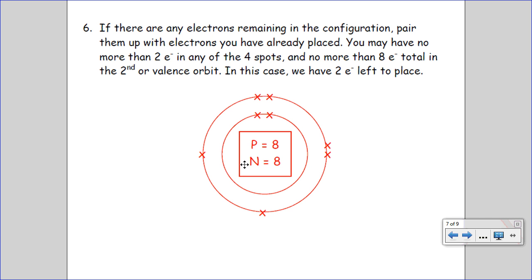So the second principal energy level had a total of 6 electrons in it. And so we filled the 4 in at the 3, 6, 9, 12, and then we started again at the 3, 6, 9, 12 to finish up the last 2 electrons. And there you have it. You have yourself a Bohr diagram of the atom of oxygen.